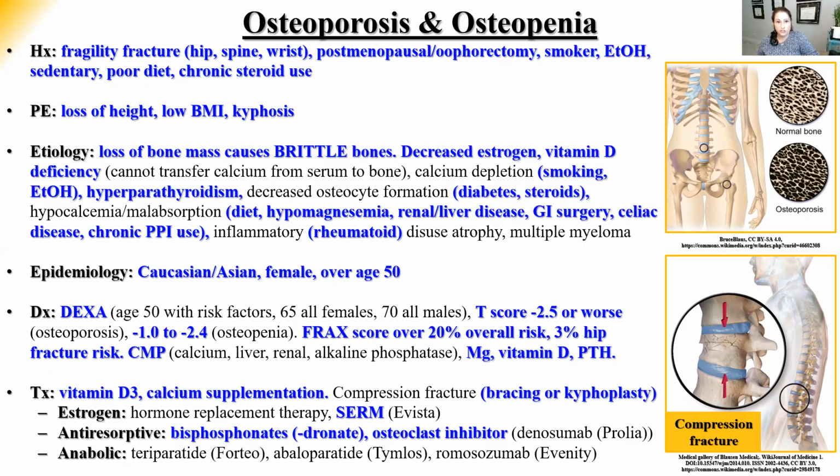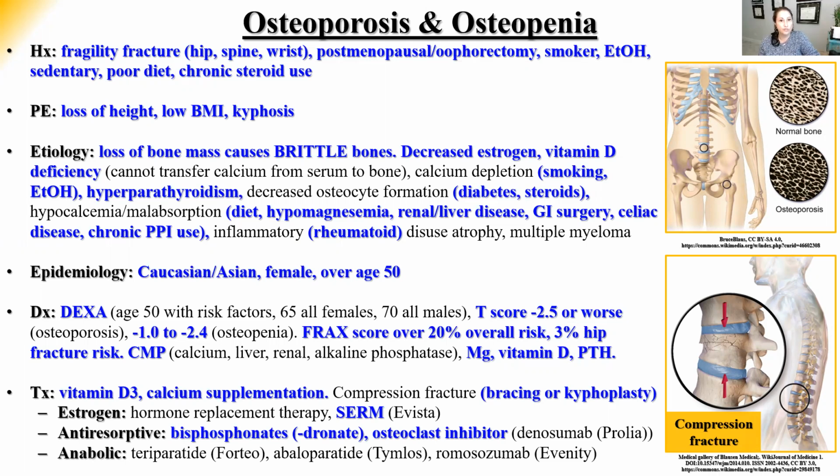So vitamin D deficiency can cause this. They can't transfer the calcium from the serum to the bone. Calcium depletion from things like smoking or drinking too much alcohol. Hyperparathyroidism can cause an early onset osteoporosis. Conditions that cause decreased osteocyte formation like diabetes or steroids. Malabsorption or hypocalcemia from diet, hypomagnesemia, liver disease, renal disease, GI surgery where they've removed part of the gut, celiac disease, and then chronic proton pump inhibitor use because it turns off the acid production. You need acid in order to absorb calcium.